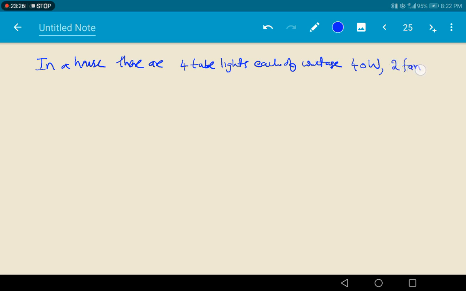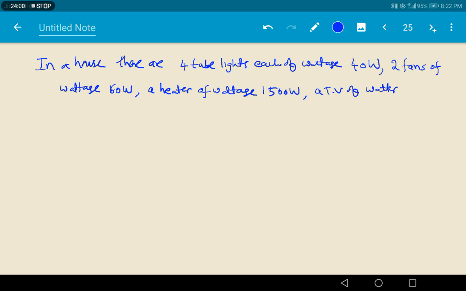2 fans of wattage 60 watt, and a heater of wattage 1500 watt, and a TV of wattage 50 watt.